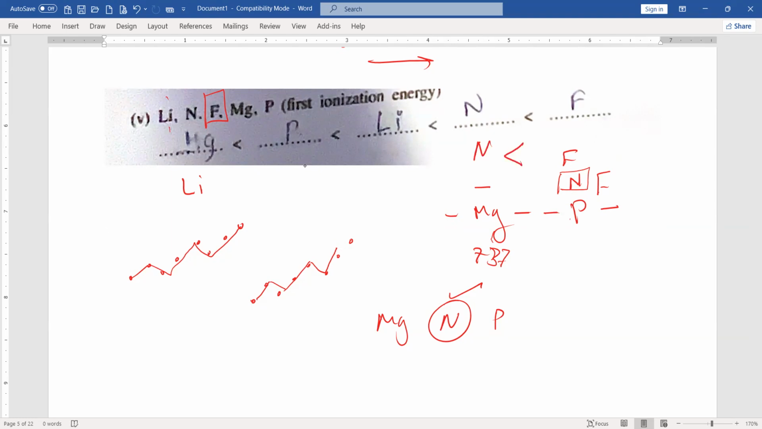And now we need to distinguish the values of phosphorus and magnesium. Then phosphorus may have the higher value than this magnesium. Therefore, the correct order is lithium, magnesium, phosphorus, nitrogen, and chlorine. Okay. This is the correct order.